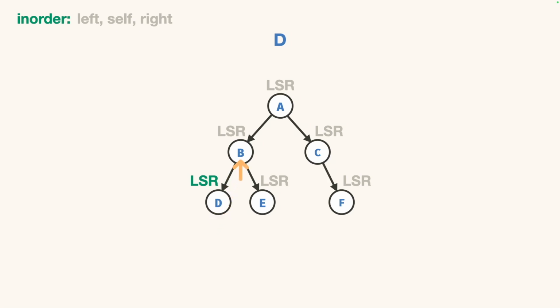Now I'm at the B node. The B node actually just finished processing everything to its left. So now it's ready to process itself. So I add B into my output. At this point, that means B is ready to go to its right children. So now I'm down at the E node.